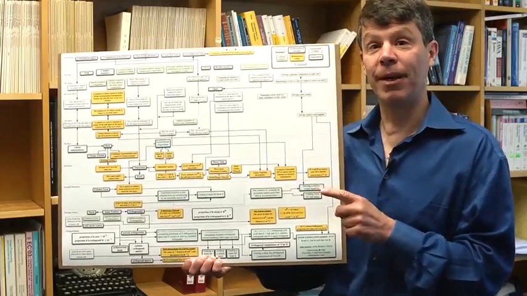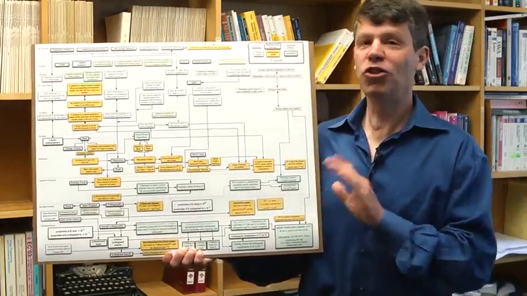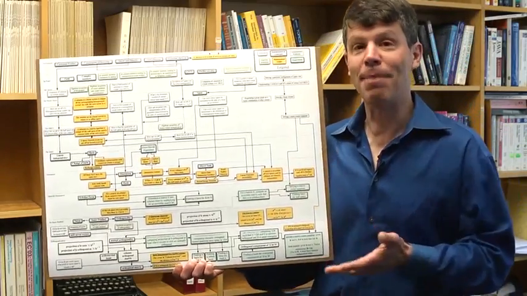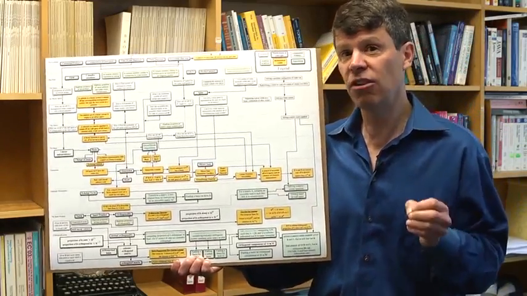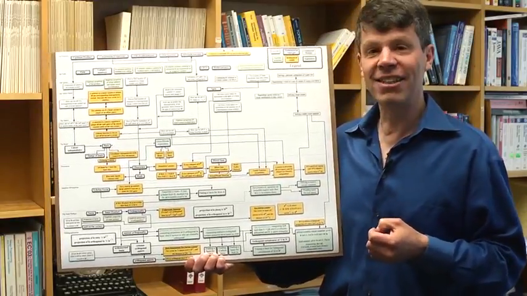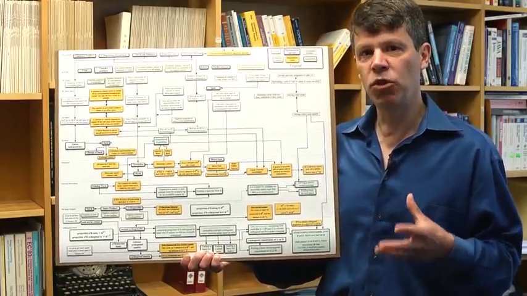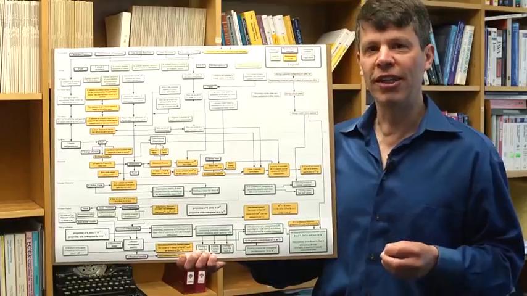A word about this diagram. I'll make it available on the course site, but don't try to read it all. It's a map, and just as you wouldn't read all of a road map, you won't find it useful looking at this until you've covered some of the territory. It's there to help you keep track of where you are and where we're going.